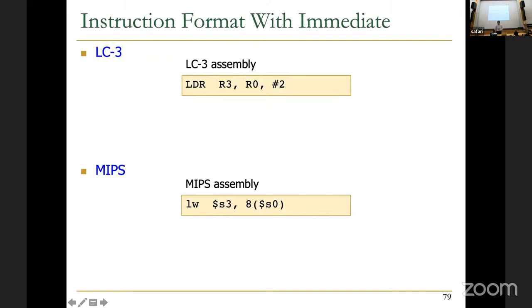So let's see where we are. Let me cover this, and then we're going to take a break. Not a break. Break until tomorrow.